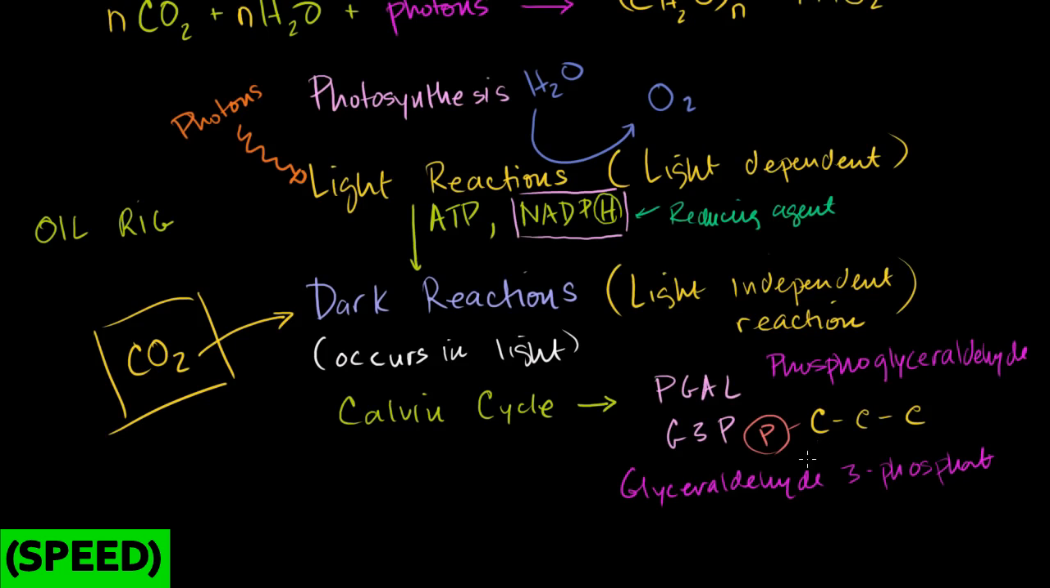And if you remember from glycolysis, this PGAL molecule, or this G3P, same thing, was actually the first product when we split glucose in 2 when we performed glycolysis. So now we're going the other way. We're building glucose so that we can split it later for energy. So this is an overview of photosynthesis. In the next couple of videos, I'm actually going to delve a little bit deeper and tell you about the light reactions and the dark reactions and how they actually occur.